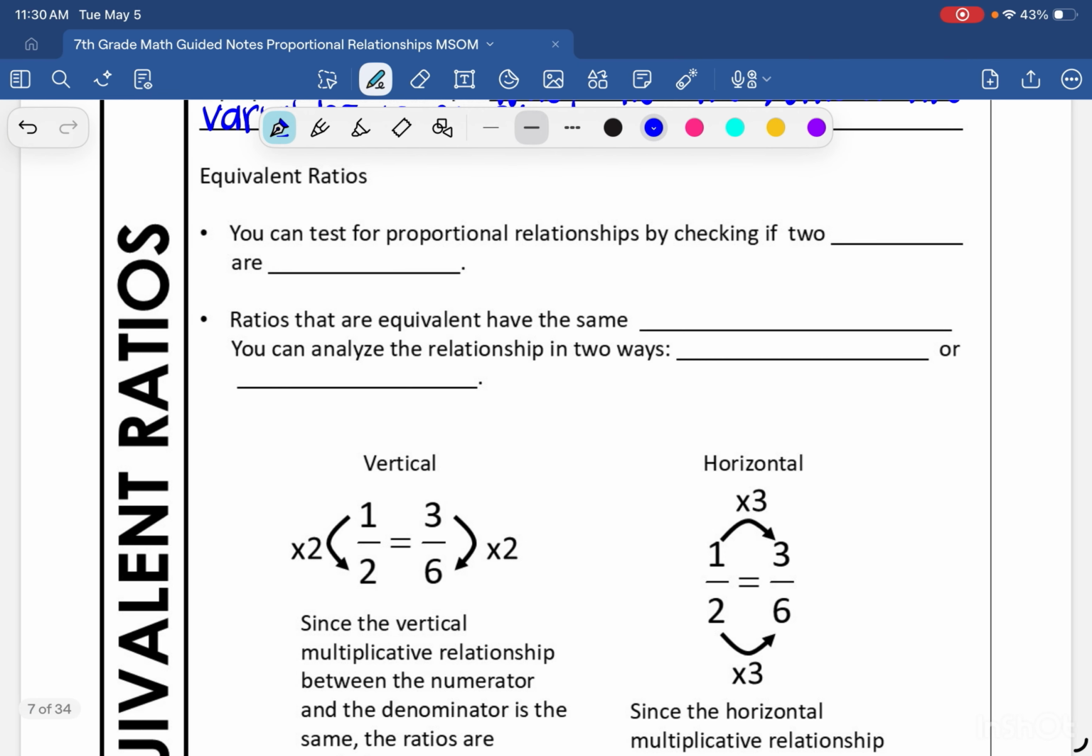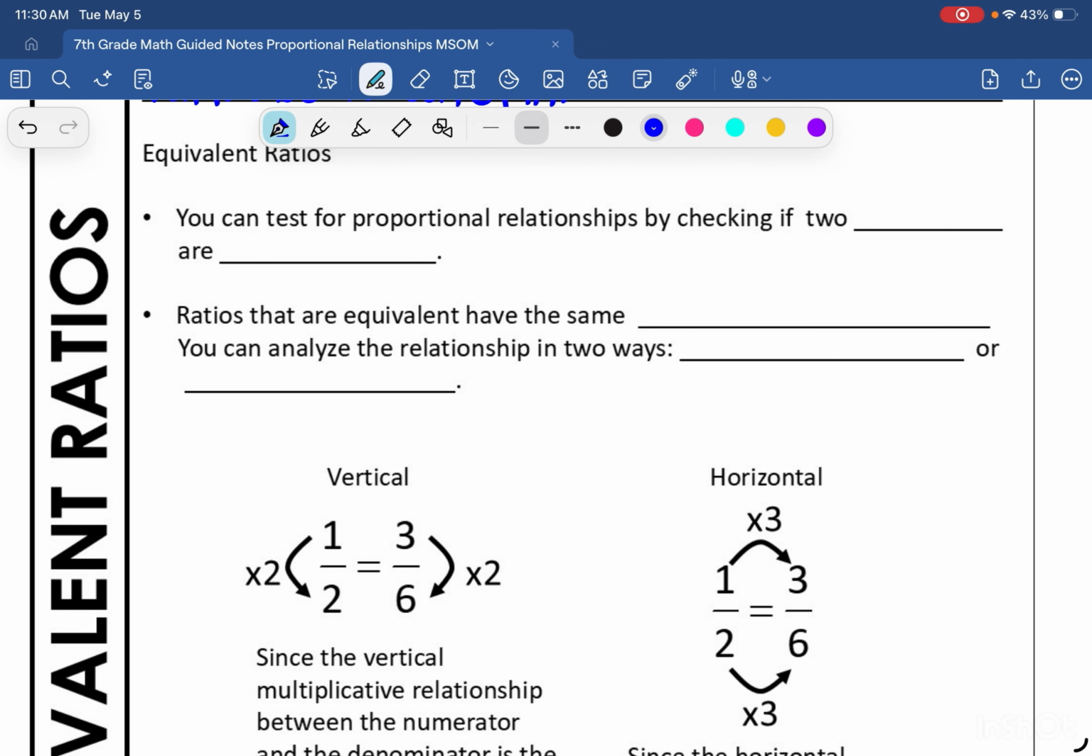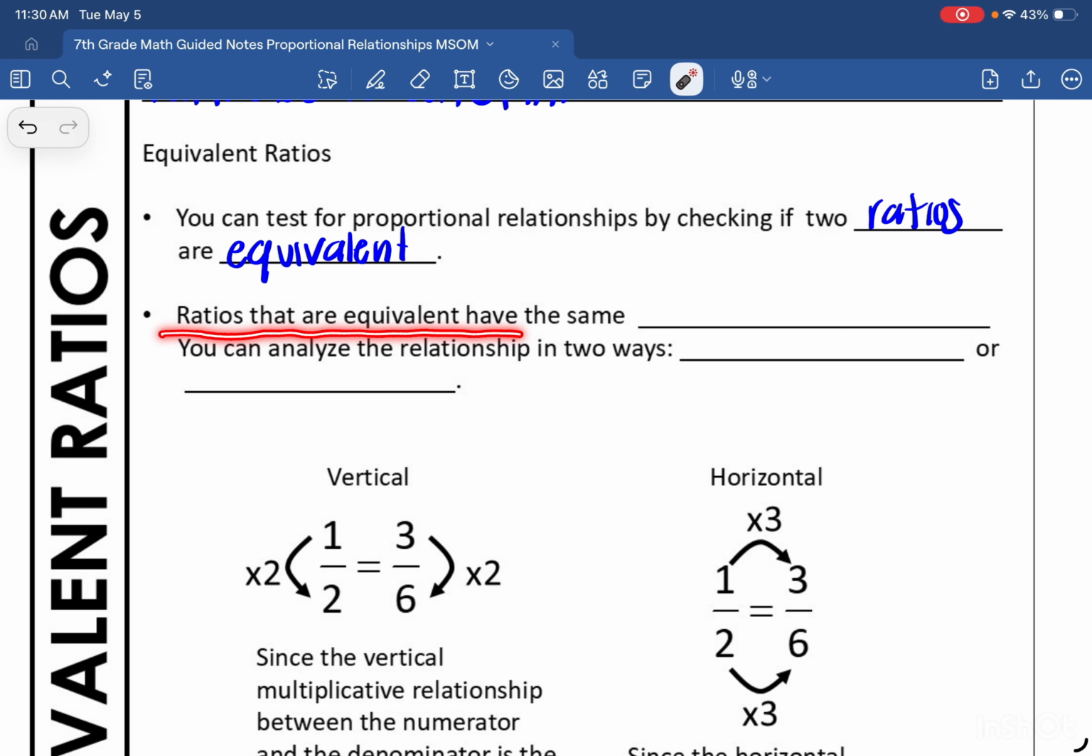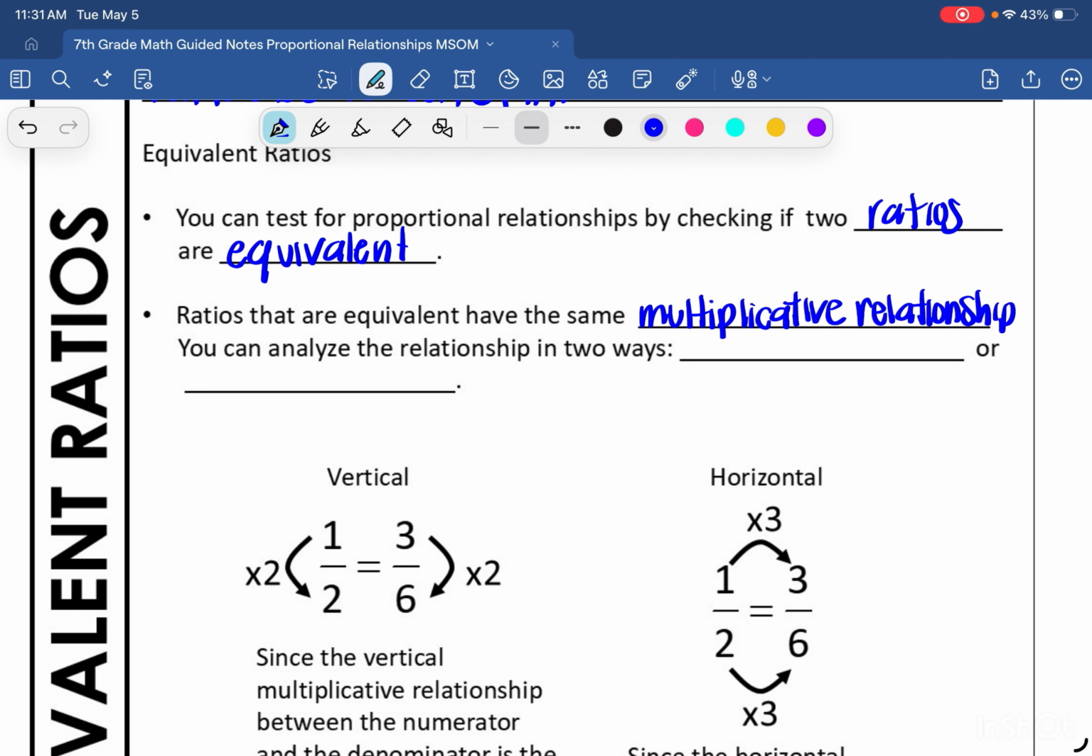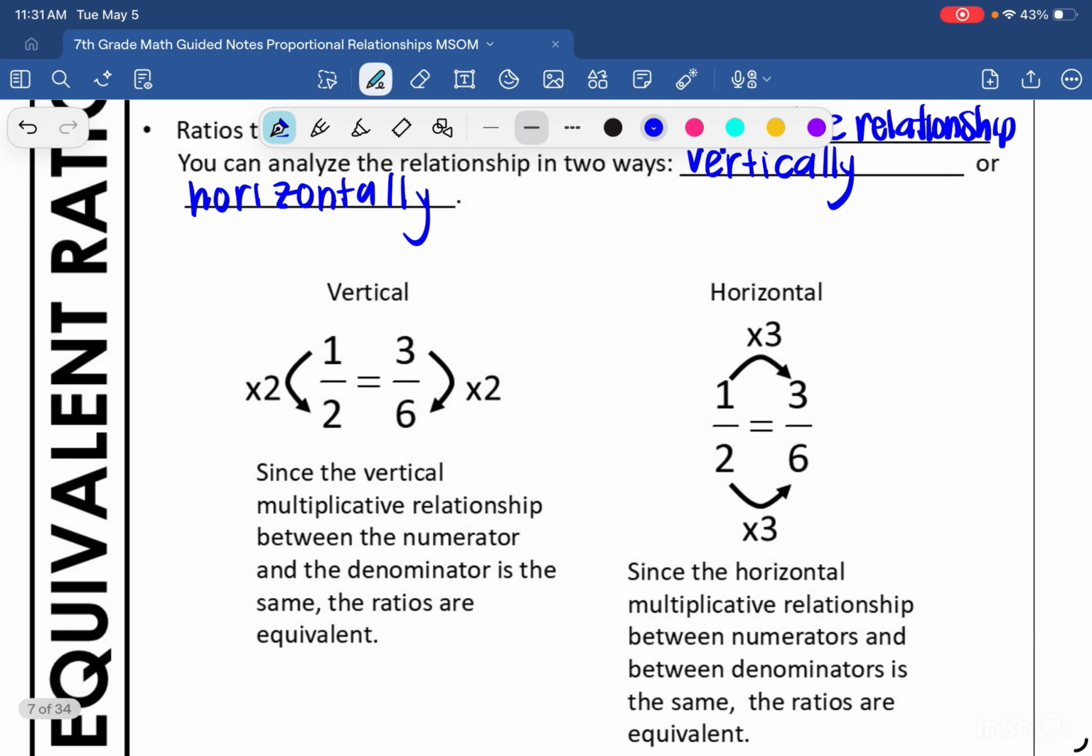Let's dive into equivalent ratios. You can test for proportional relationships by checking if two ratios are equivalent. Ratios that are equivalent have the same multiplicative relationship. You can analyze the relationship in two ways, both vertically and horizontally. Let's see what that looks like on these examples below.